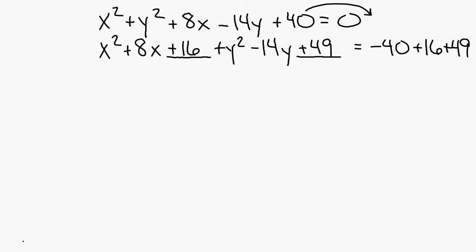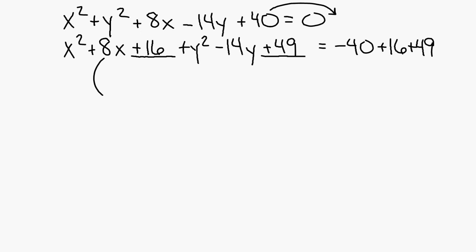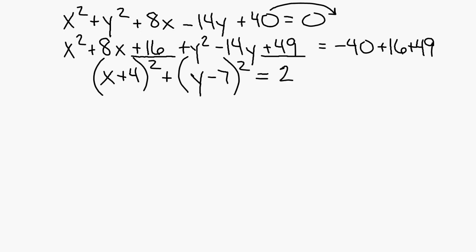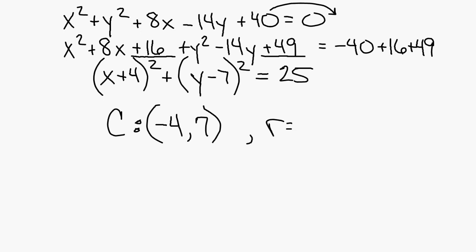So what's this first trinomial going to factor to? X plus 4 squared. And what's the second trinomial going to factor to? Y minus 7 squared. And it's all going to be equal to, who's that, 25? 25. So the center of this circle is at negative 4 and positive 7. The radius of this circle is 5. Okay. So you can plot it and graph it. Anybody have any questions?